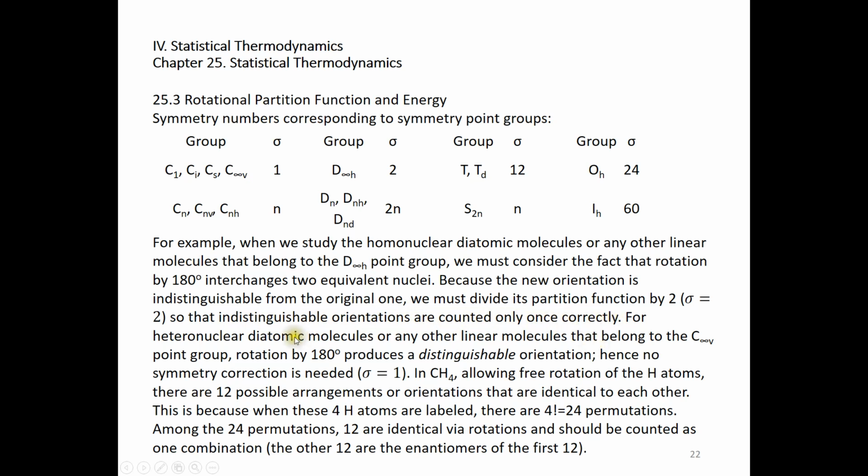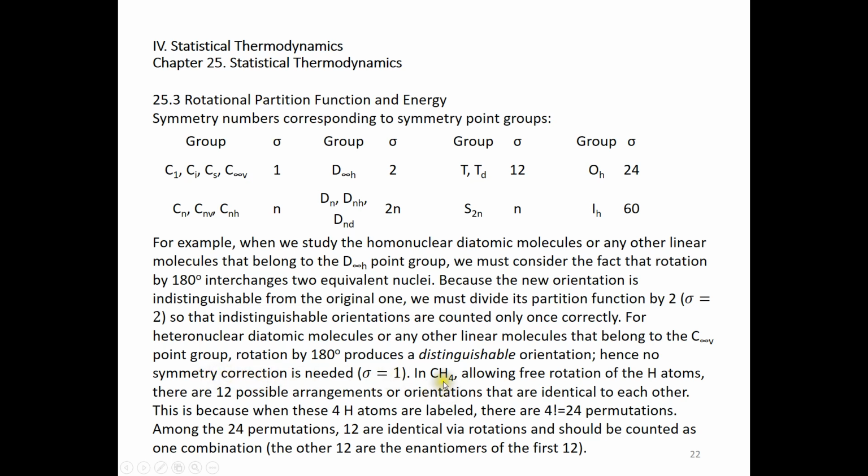For heteronuclear diatomic molecules or any other linear molecules that belong to the C infinity v point group, rotation by 180 degrees produces a different orientation. Therefore, sigma is just 1. We do not have to make any corrections regarding symmetry.